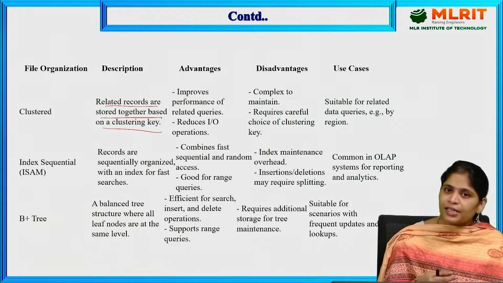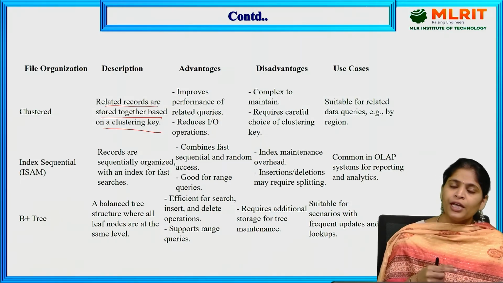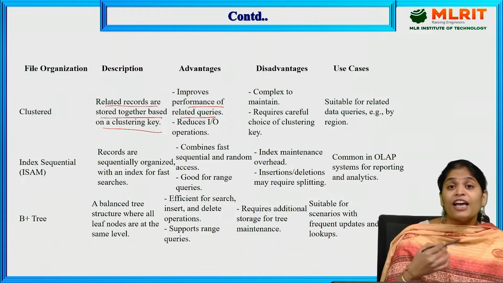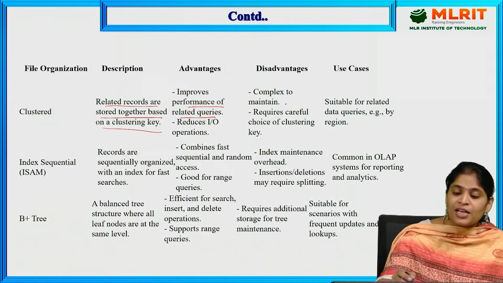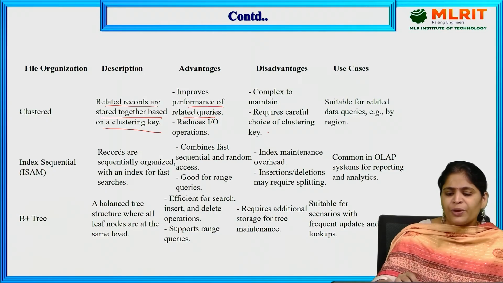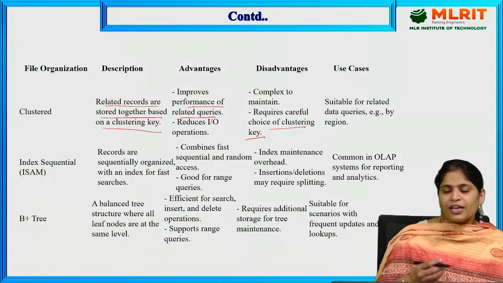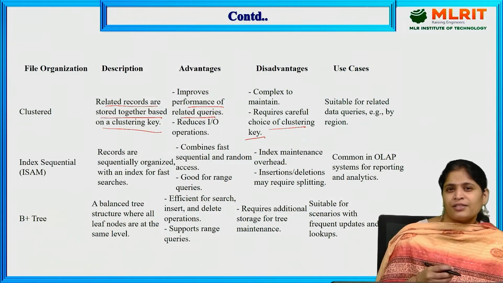Based upon that key only, we can join two tables. So it improves performance of related queries and reduces I/O operations, input-output operations. And what are the disadvantages here? It is complex to maintain and requires careful choice of clustering key. That means whatever key we consider as a cluster key.